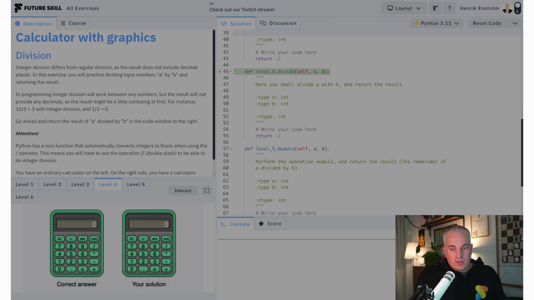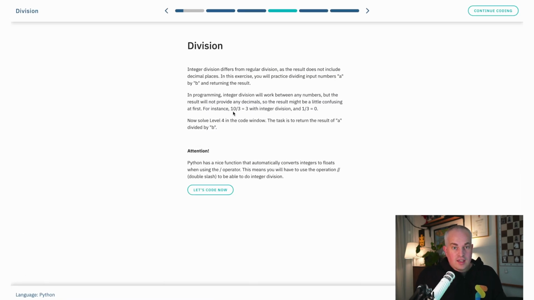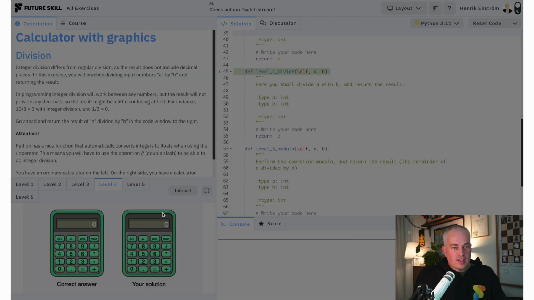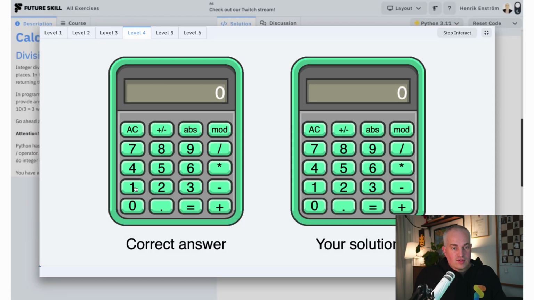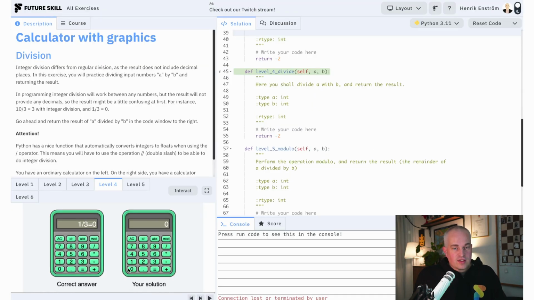And here actually, let's go back to this one. As it mentions, when you divide with integers, you don't get the decimal part. So 10 divided by 3 is equal to 3 with integer division, and 1 divided by 3 becomes 0. That's a little bit different than what you would expect. If I do interact here, just to show you, 1 divided by 3 is equal to 0 with integer division. That can be an upside or a downside if you're not expecting this value as compared to using floats. We'll see later in the float exercise that 1 divided by 3 will be 0.33333 and so forth. But this is how integer division works.